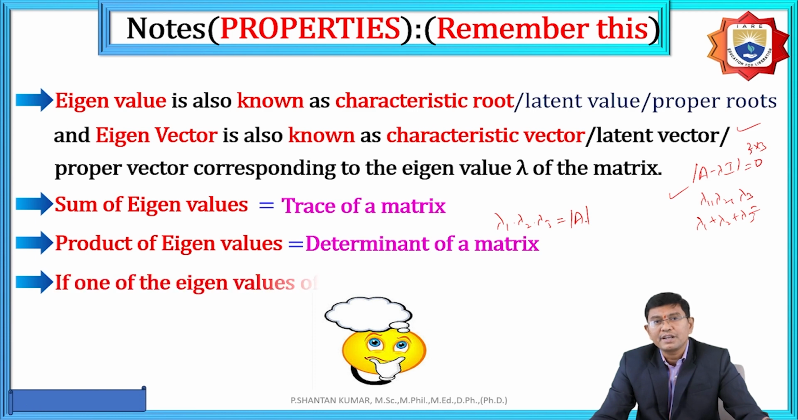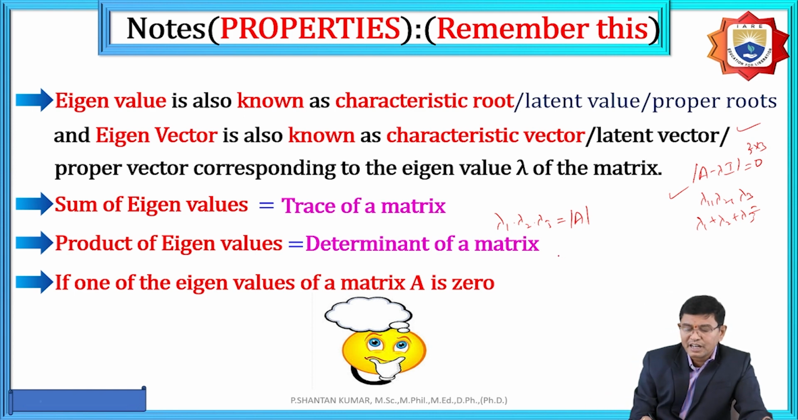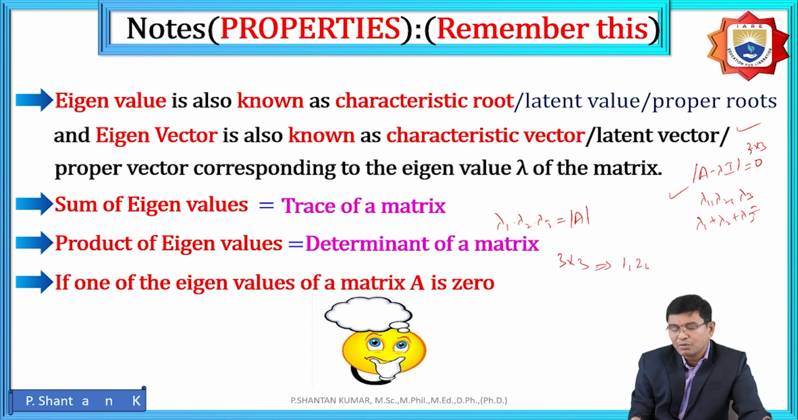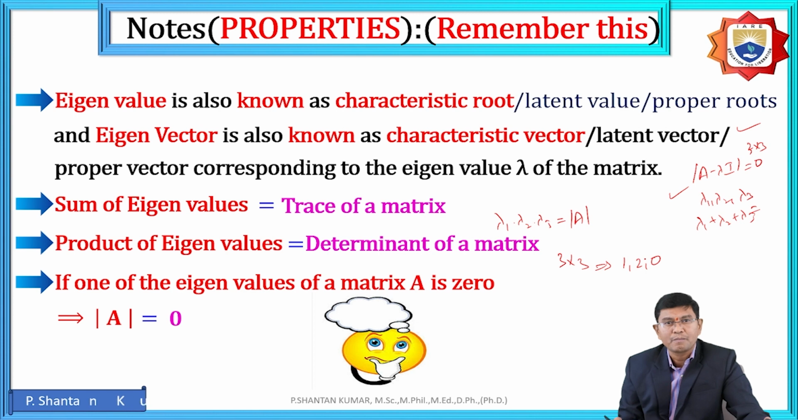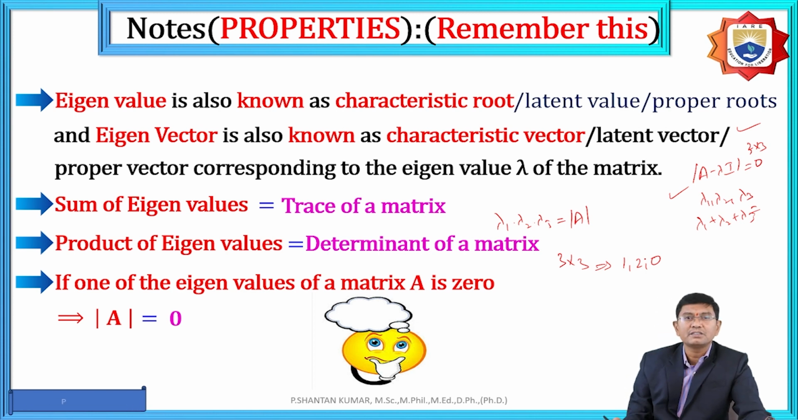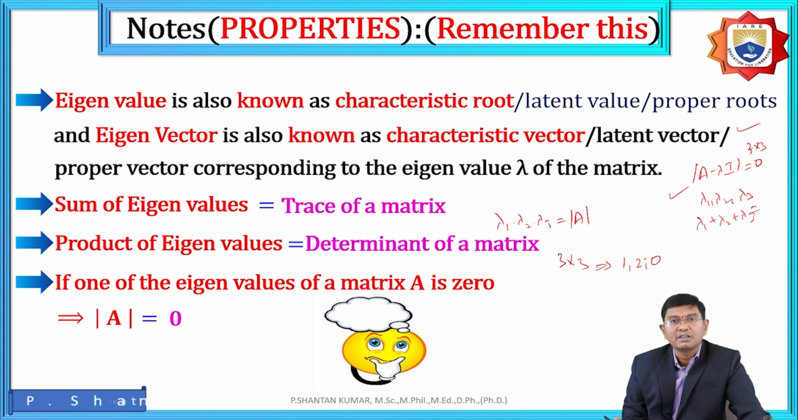And one more property we need to remember: if one of the eigenvalues of a matrix is 0, for example the matrix is a 3 by 3 and the eigenvalues are 1, 2, 0, that means by solving the characteristic equation, one of the eigenvalues is 0, so the determinant is 0, and the inverse does not exist.